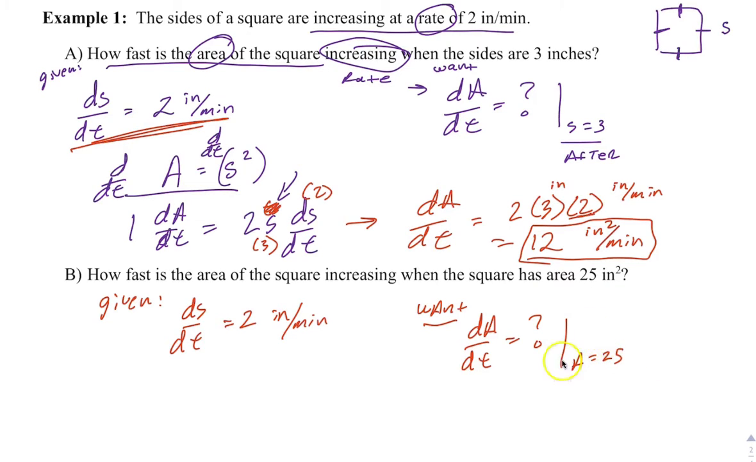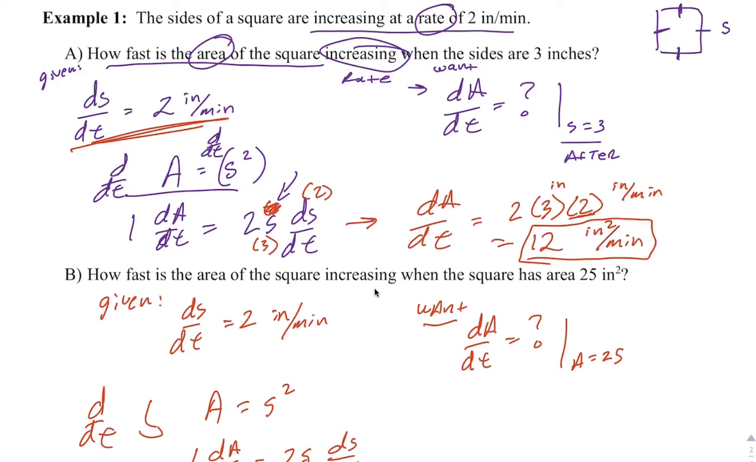Right, so let's flip it again. Not a constant, right? Area is constantly changing, so it's not constant. We're going to use that at the end to plug stuff in. But other than that, it's the exact same problem. So what's our equation? Area equals side squared. Let's take a derivative with respect to t of both sides, d/dt. So I'm going to get 1 dA/dt equals 2s ds/dt.